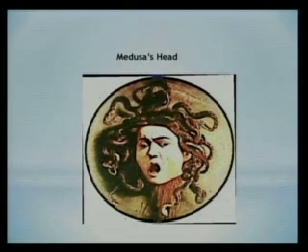Medusa was one of the three Gorgon sisters. Correct me if I'm wrong. And you turned to stone if you looked at her, is that correct? Thanks, Robbie.